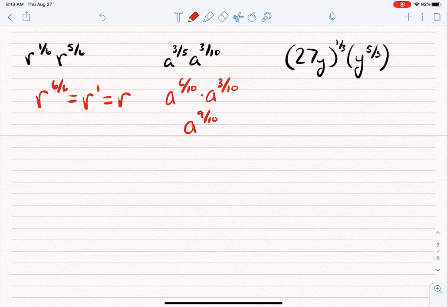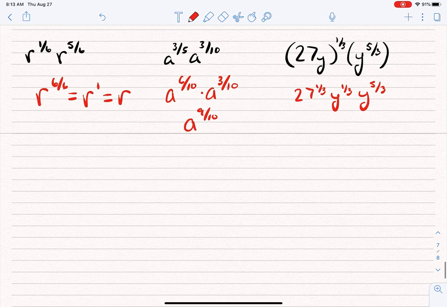All right, and let's see here. Next, we've got 27y to the 1/3 times y to the 5/3. So this would be 27 to the 1/3, y to the 1/3 times y to the 5/3. Now the y's are real easy to combine here, but I've got to remember that 27 is also 3 to the 3rd power. So 3 to the 3rd power being raised to the 1/3 power. Remember, when you raise a power to a power, you multiply them. And 3 times 1/3 is just 1.